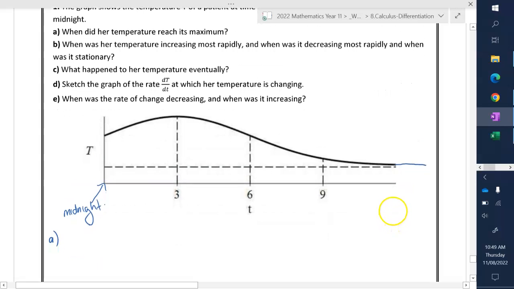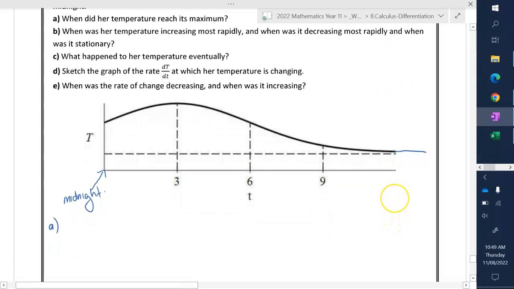The question is saying, when did her temperature reach its maximum? This one's fairly straightforward. She's coming to hospital here at midnight, and this is her temperature. We don't know what the value is, but we know it's increased up until we've got to 3 hours here. So that's our maximum there. The maximum happens at t equals 3, which is 3 o'clock in the morning, or 3 a.m., because she's coming at midnight and it's 3 hours later. So that's our first one. It's a fairly simple one.